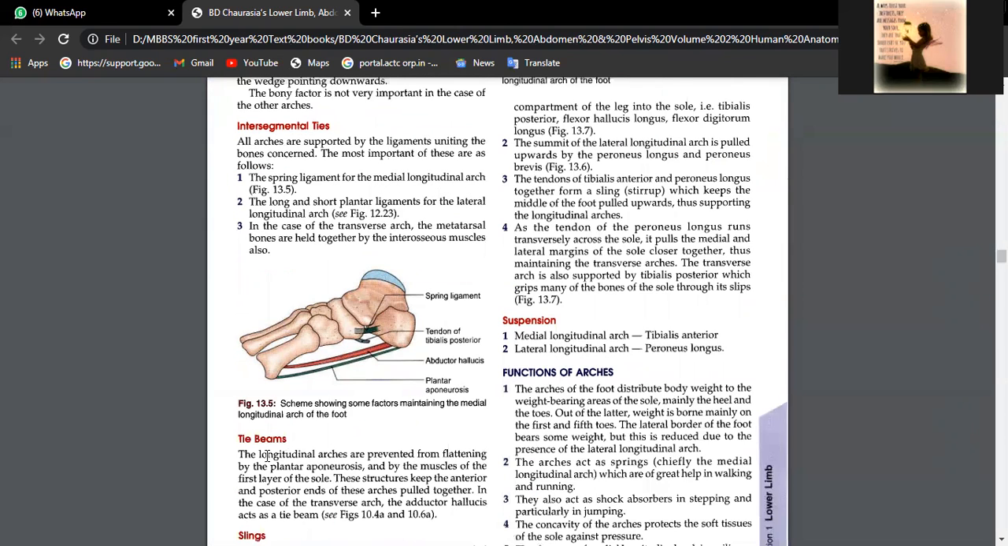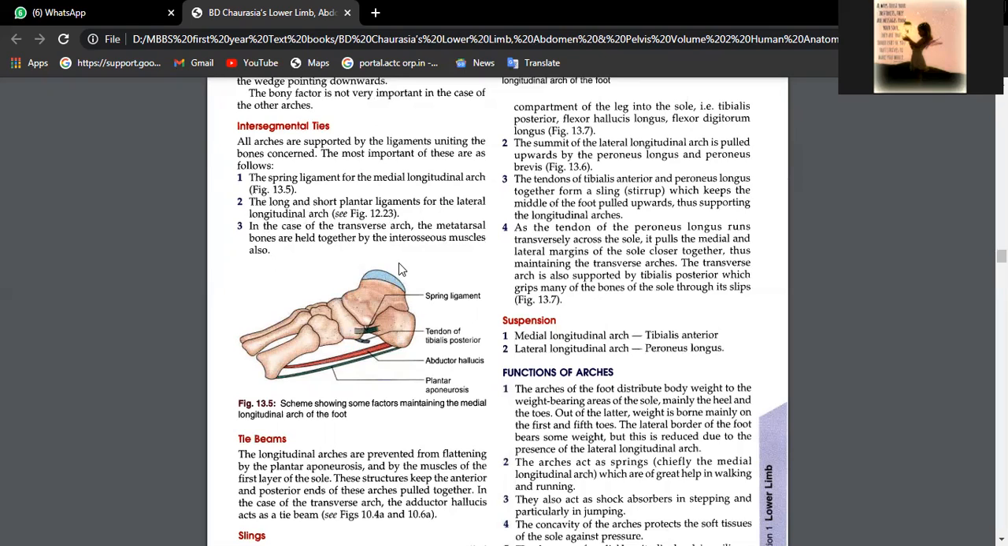Which is shown here in the picture 13.5. So in the foot you have this plan. If you remember the dissection of the sole, we have the plantar aponeurosis, below which we have the muscles of the sole one by one. So we have the tendon of tibialis posterior, and then we have the spring ligament bridging. What is this bone? Calcaneum and navicular. Nice, very good. So these are the ligaments, the spring ligament for the medial longitudinal arch, and we also have the long and short plantar ligaments.